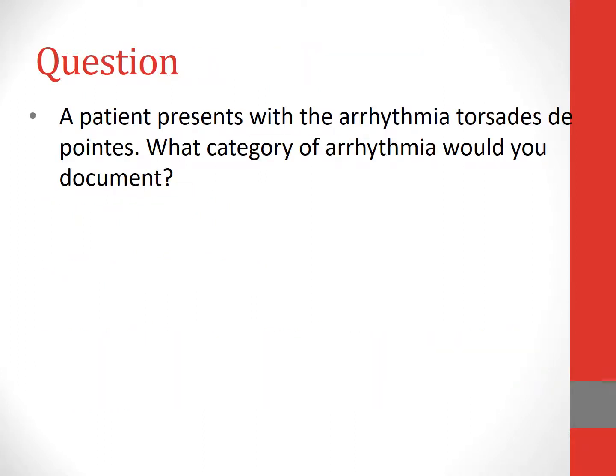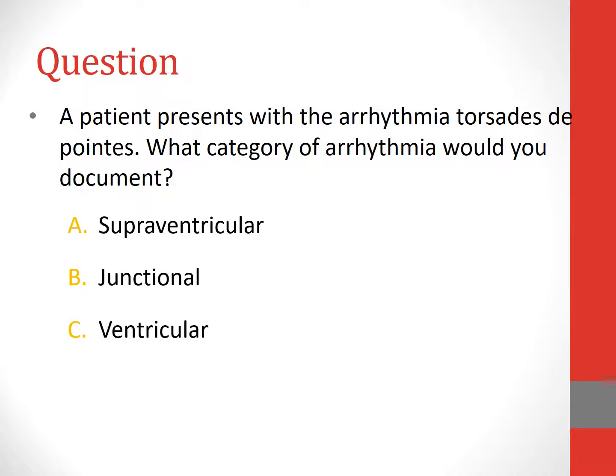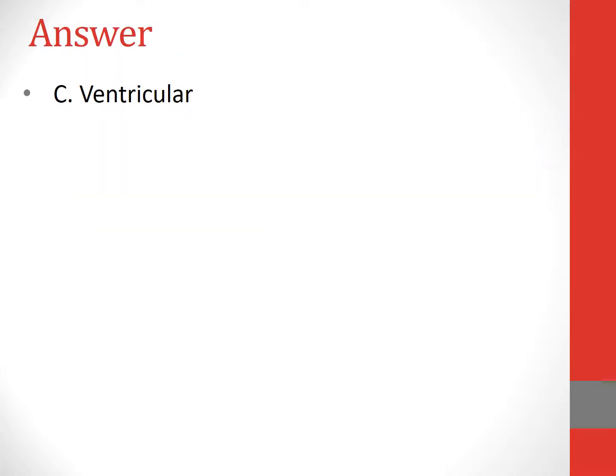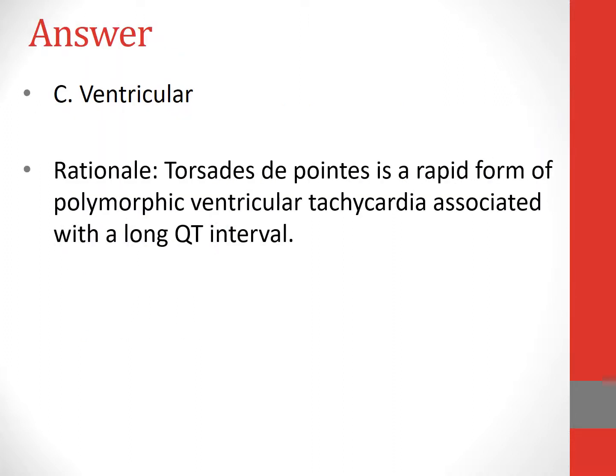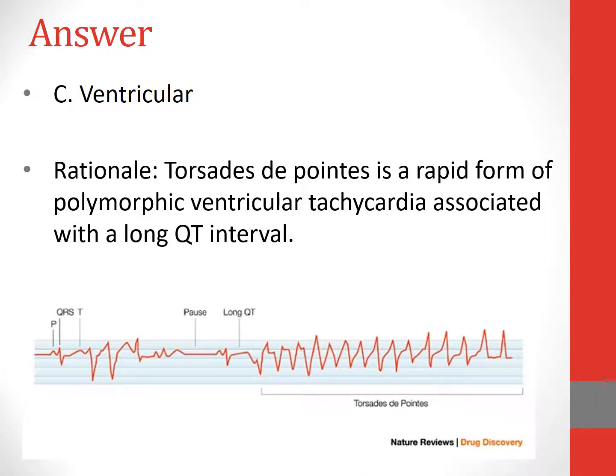Now, here's a question for you, if you were paying attention. Your patient has torsade de pointes. What category would this be? Supra, junctional, ventricular? If you were paying any attention, you know that that's ventricular. And that's a form of VTAC associated with long QT. And that's why we monitor and watch long QTs, because it can kind of dissociate into VTAC. And some of our neurologic drugs do this.